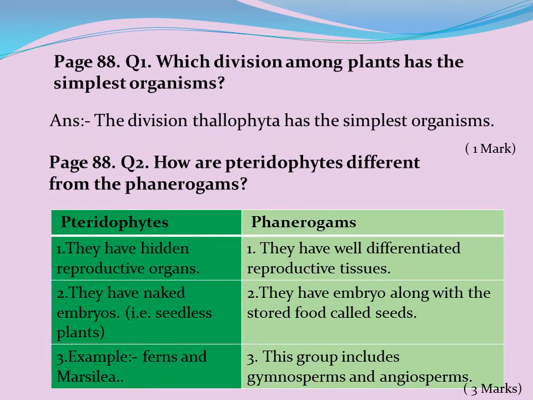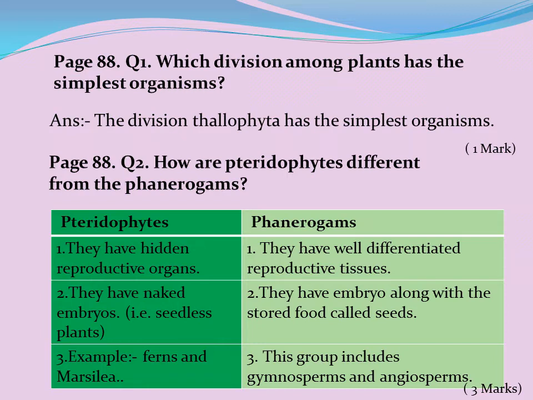Page number 88. Question number 1. Which division among plants has the simplest organisms? Answer. The division Thallophyta has the simplest organisms. Page number 88. Question number 2. How are pteridophytes different from phanerogams?